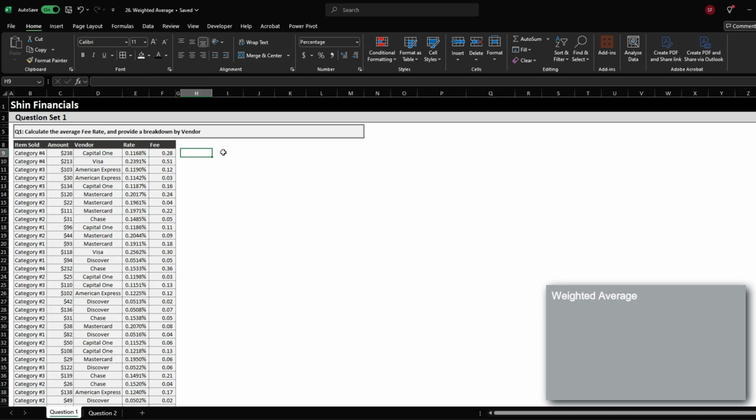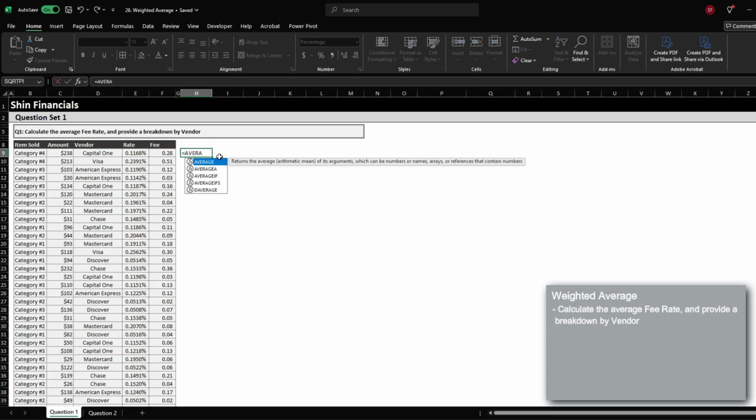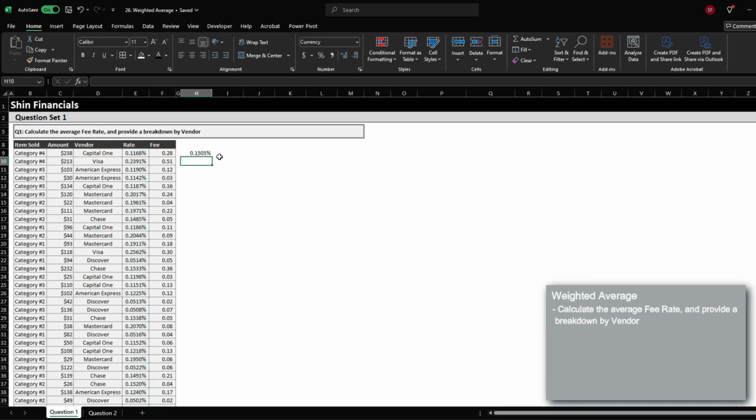Question 1 requires us to calculate the average fee rate and then provide a breakdown by vendor. So let's actually calculate the average of the rates first, which is incorrect, but we'll leave this here, and then we can use this as a comparison to see what the difference between average and weighted average is. So to actually calculate the average fee rate, rather than calculating the average of the rate percentage here, we want to take into account the amount sold and the fee that we've paid.